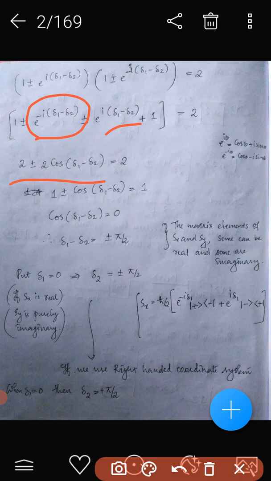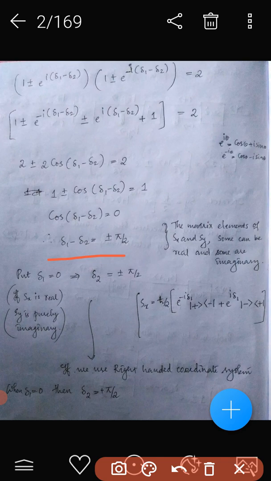is equal to 2. Then we can divide all these terms by 2, then we will get 1 plus or minus cos(delta 1 minus delta 2) is equal to 1, and cos(delta 1 minus delta 2) is equal to 0, because 1 minus 1 is 0. Therefore, cos of something is 0 means this phase difference should be plus or minus pi by 2. So delta 1 minus delta 2 is equal to plus or minus pi by 2.